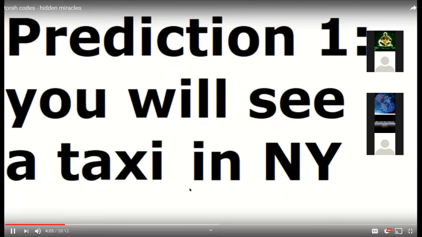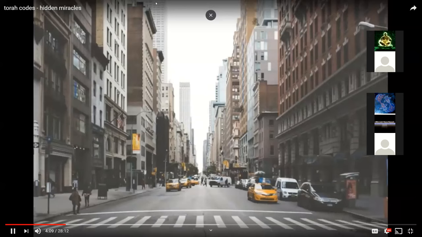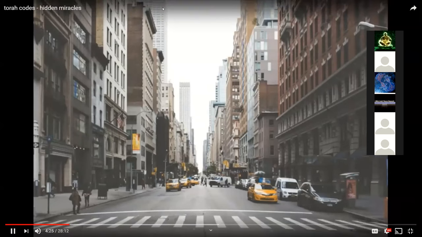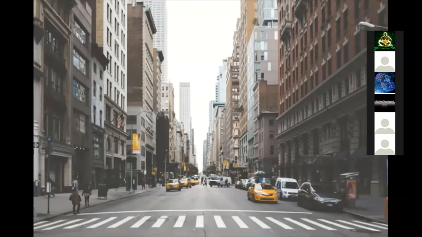Prediction one is you will see a taxi in New York. And lo and behold, I go to New York and I cross the street and I see four or five taxis. There's one taxi, but I'm seeing them left and right. Whoever gave you this prediction, he's a genius. But not really, because you can't avoid taxis in New York. So this is the night and day difference that we're talking about for real codes versus non-codes or trivial codes that are unfortunately out there much more often than I'd like to see on the web and even in books.